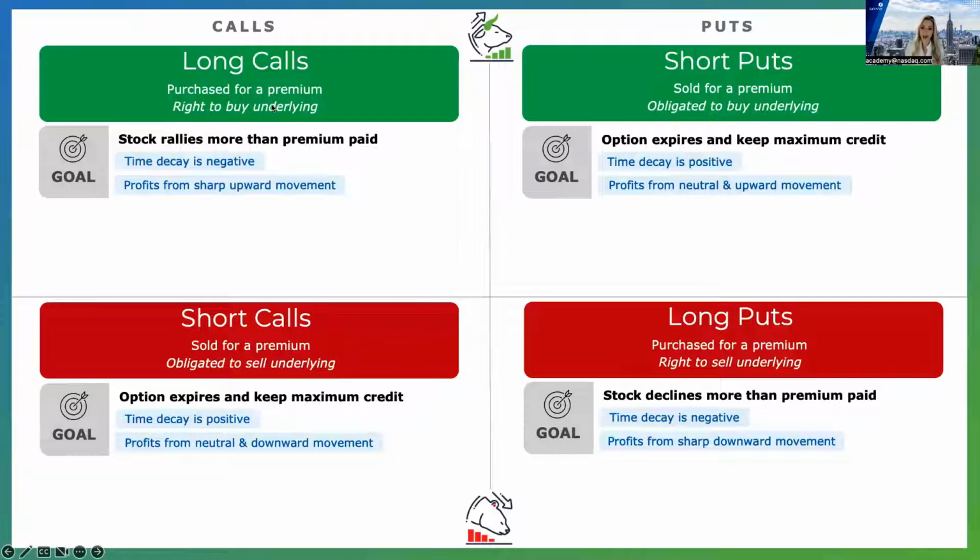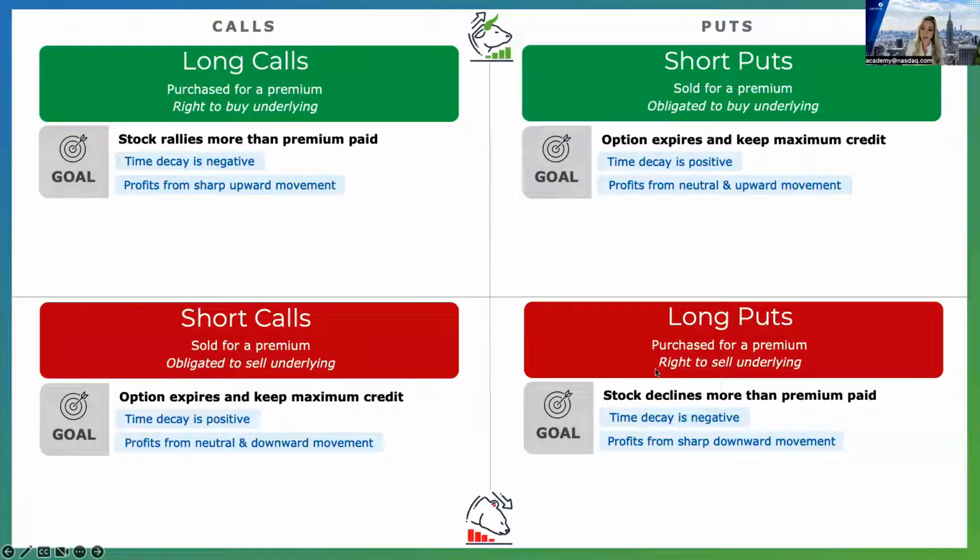So you'll notice that the long options right here, they're the opposite. A long call is bullish. It's purchased for a premium. So you've purchased the right to buy an underlying security. A long put is bearish. So the opposite. It's purchased for a premium and you purchase the right to sell a security at a predetermined price within a specified time frame.